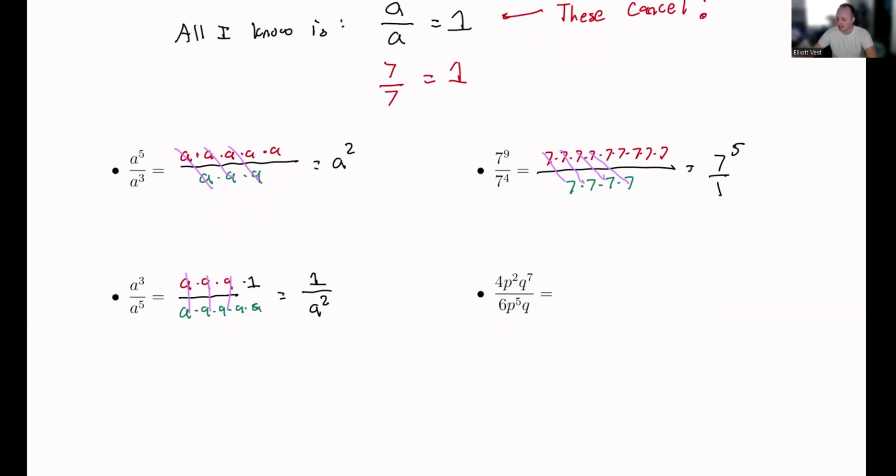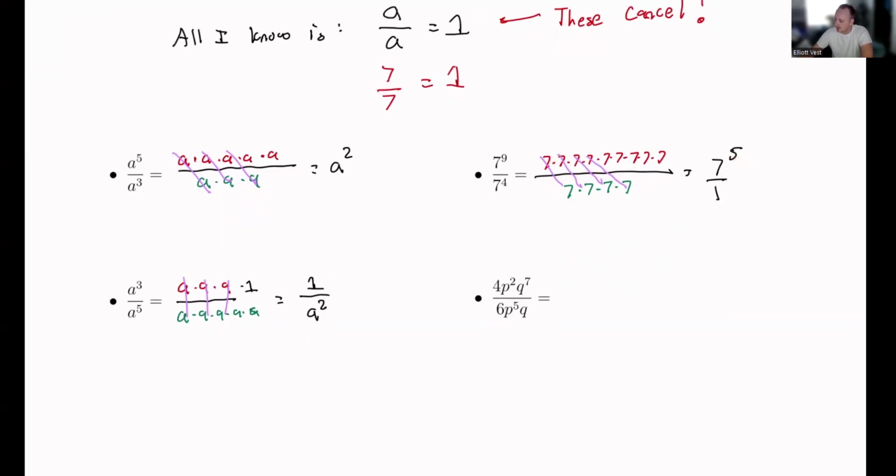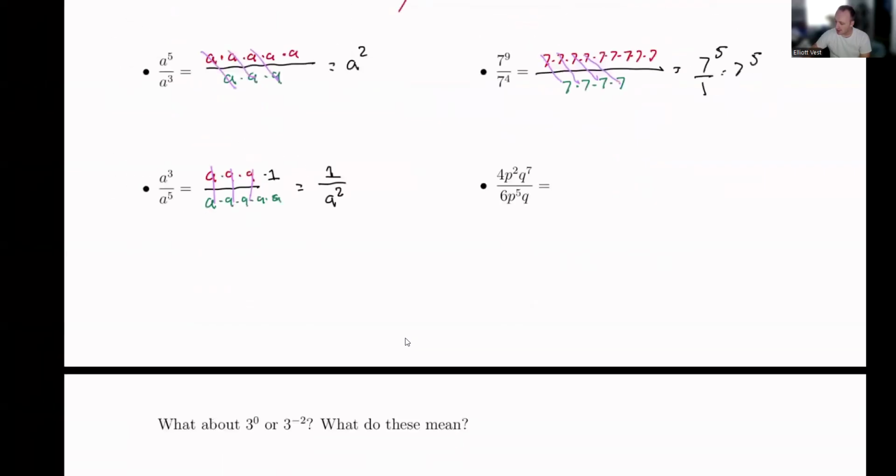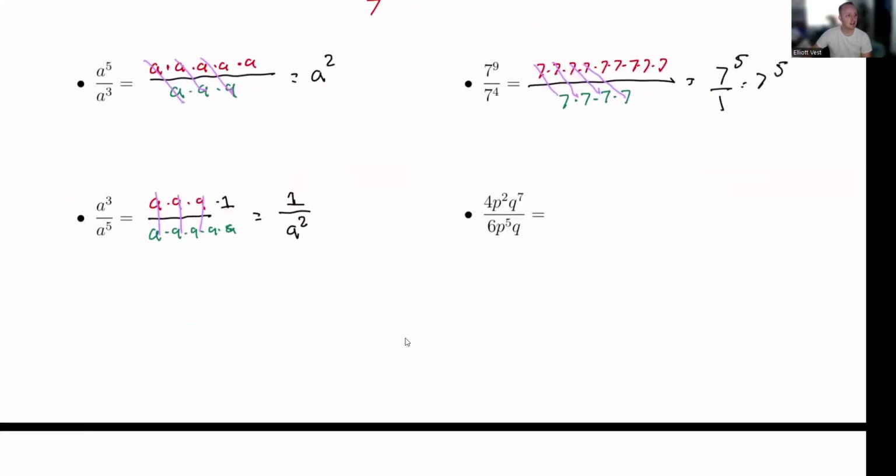Because, just like I said before, all these cancel. There's still a 1 in the denominator. But remember, fractions mean this divided by this. So 7 to the fifth, or any number divided by 1, is just the same number. So this is just 7 to the fifth. You could just remember that. It's good to know.